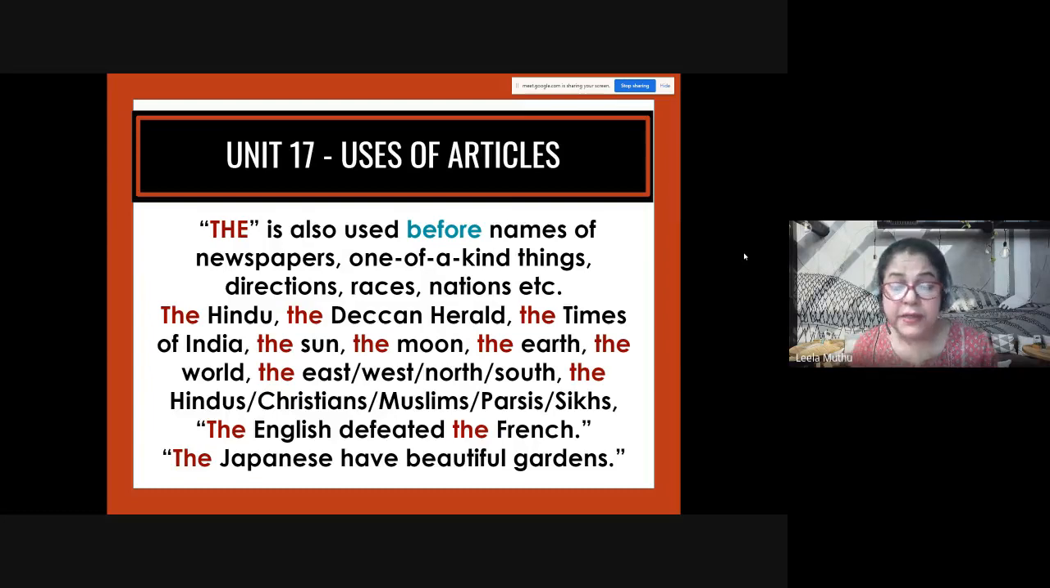The Hindus, the Christians, the Muslims, the Parsis, the Sikhs. And when you're talking about nationality in a way, like the English, you're going to say the English defeated the French. The English defeated the French, for nationalities. The Japanese have beautiful gardens.